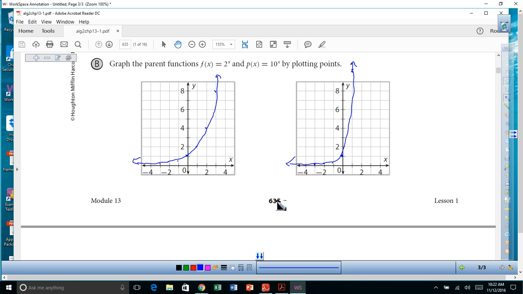Okay. What do these two have in common? Look at them. They both have that point 0, 1.